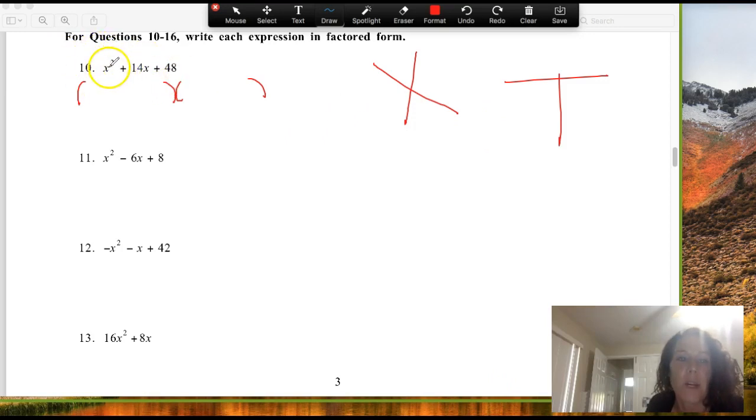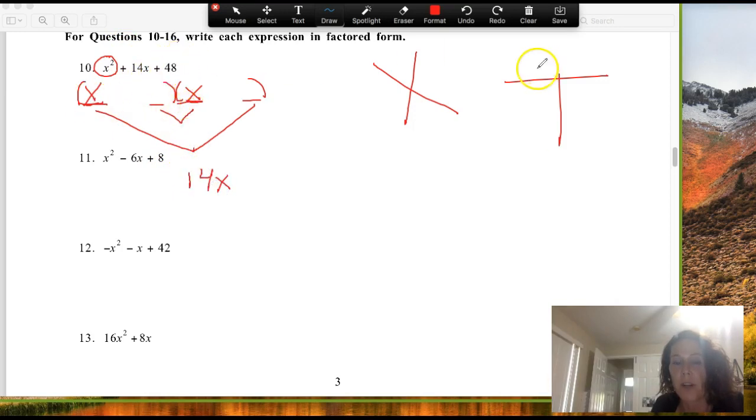I like to unfoil. So I know when I FOIL, I do my first terms, then my outer terms, then my inner terms, and then my last terms. So I know here and here are my first terms. My first terms have to multiply to make this. So I know that goes here and here. My last terms have to multiply to make this. And I need to make sure my inner term and my outer term add up together to make 14x, the middle term. So I have to figure out what multiplies to give 48, but adds to give me 14.